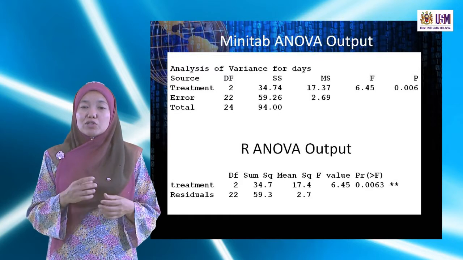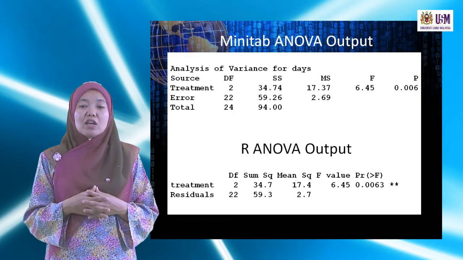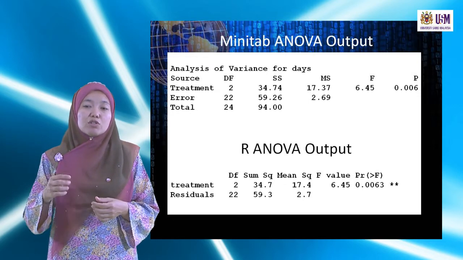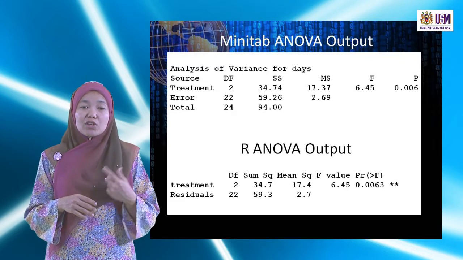The computer will usually produce the F value in terms of the probability. In this case, you get a P value of 0.006. So basically, you can reject H0.